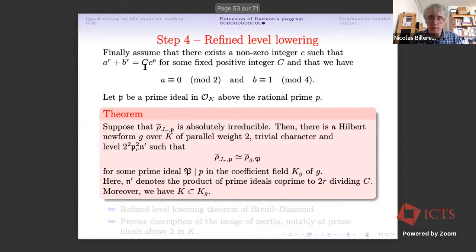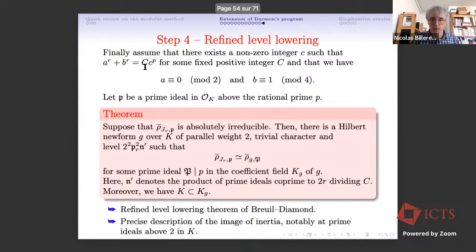And moreover, what we can show, and this will turn out to be very important in the practical cases I will discuss later, is that the coefficient field of G has to contain the field K. And this theorem follows from first a refined level lowering theorem of Breuil, Conrad, Diamond and Taylor, and a precise description of the image of inertia, in particular at the prime ideals above 2 in K.